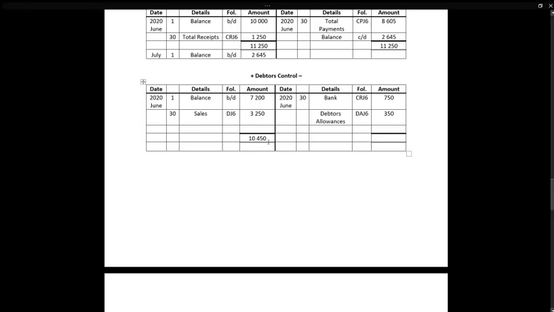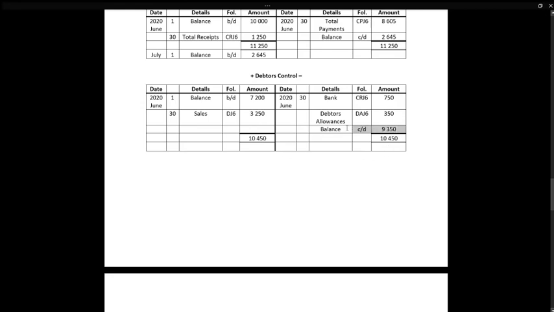So 10,450 minus 750 minus 350 should equal 9,350 Rand. Okay, I did a calculation. Calculation starts with a C, therefore my folio will be carried down and my details will be balance. Remember, this is not a transaction, it's only a reminder of the difference between my two sides. Now I will calculate my credit side and you should get a total of 10,450 Rand. If your debit side equals your credit side, you know you've done it correctly.